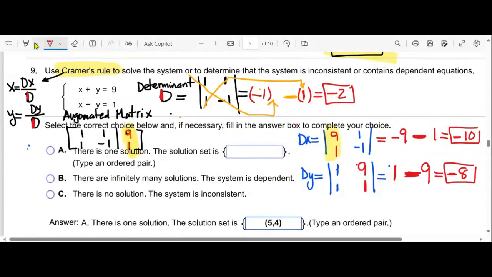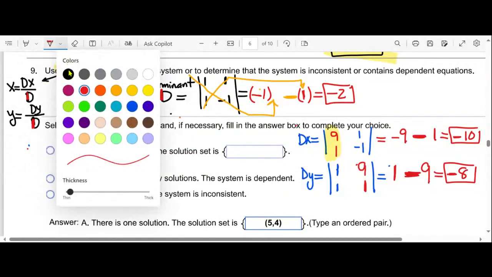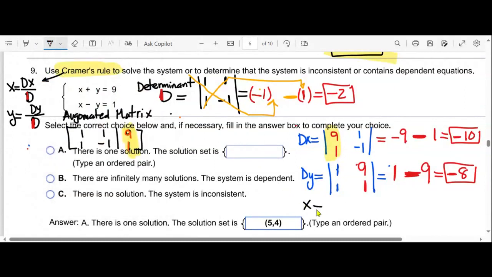Now, we're going to go for the x. Okay, how much is x, Muhammad? It's dx over d. We got dx over d. How much is dx? Minus 10. Minus 10 over minus 2. We're doing the big d, don't forget. So you get how much? It will give us 5.